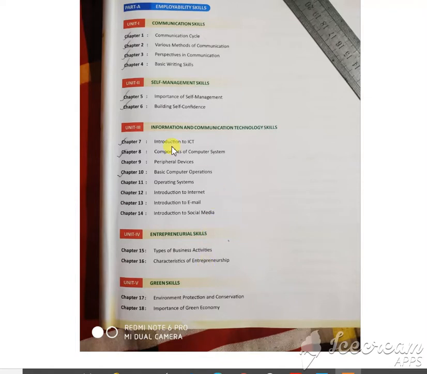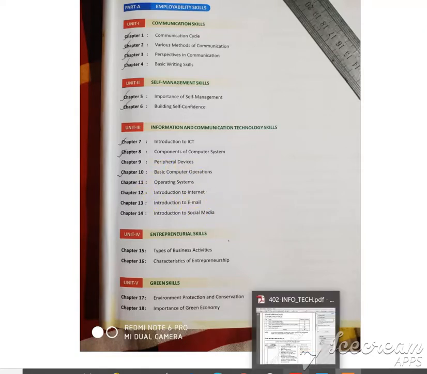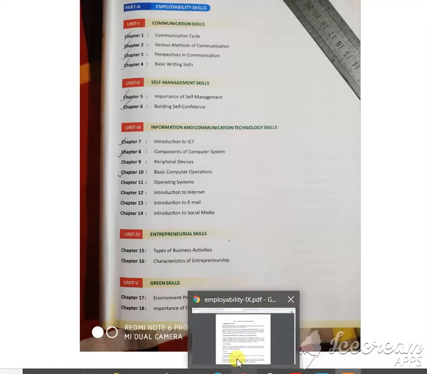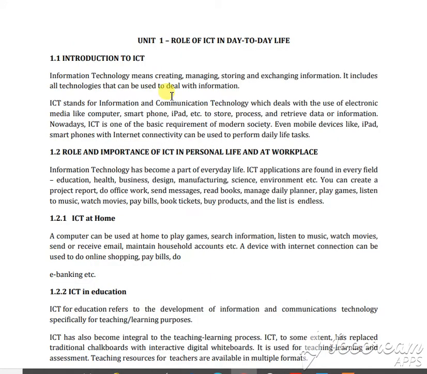So, as per your Unit 3 Employability Skill, Information and Communication Technology, we have to study introduction to ICT, the components of the different computer peripheral devices, basic computer operations, operating system, introduction to internet, introduction to email, and introduction to social media. These are all very basic things and you know them very nicely. So let us come back to our chapter, the first part, that is the role of ICT in day-to-day life.